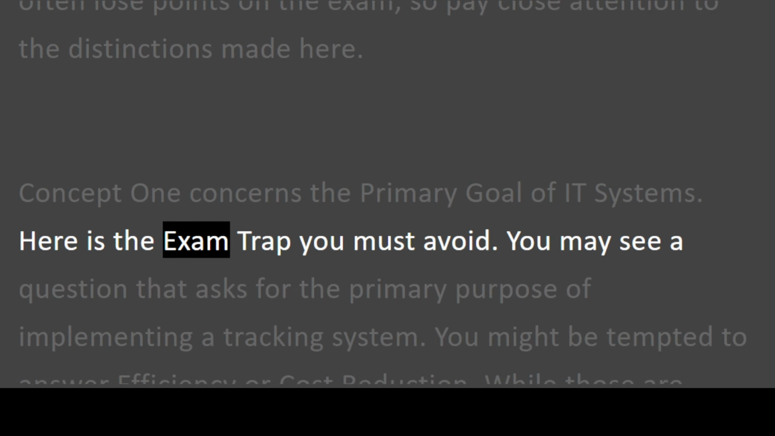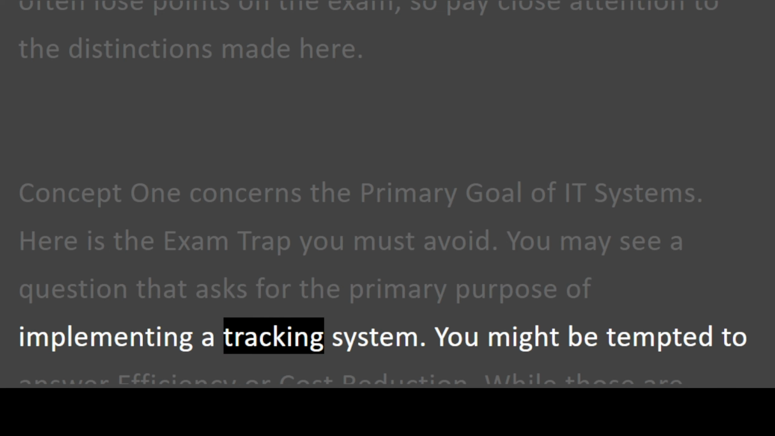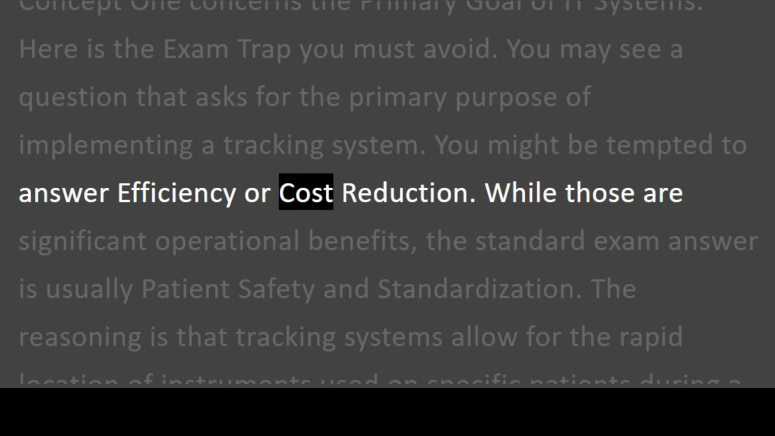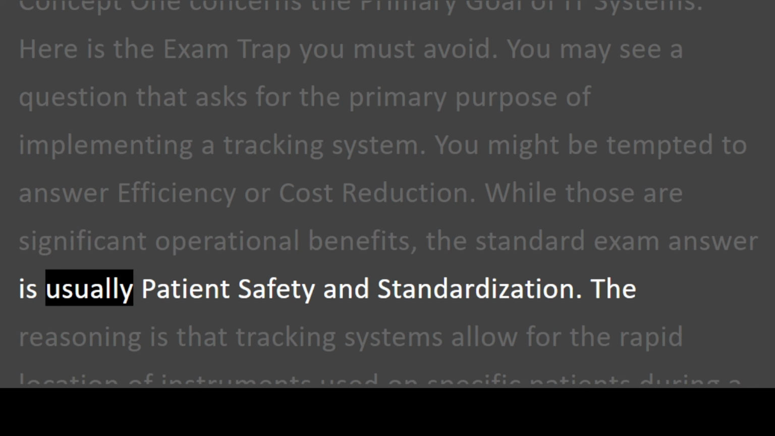Here is the exam trap you must avoid. You may see a question that asks for the primary purpose of implementing a tracking system. You might be tempted to answer efficiency or cost reduction. While those are significant operational benefits, the standard exam answer is usually patient safety and standardization.